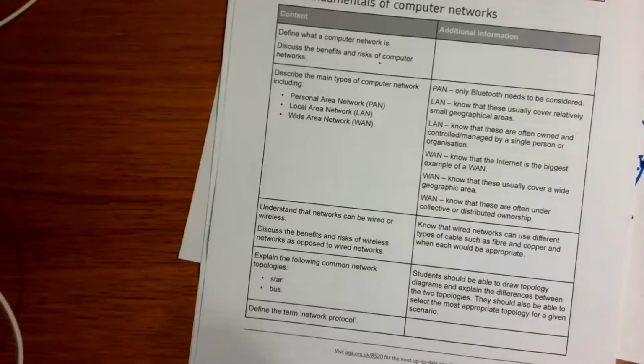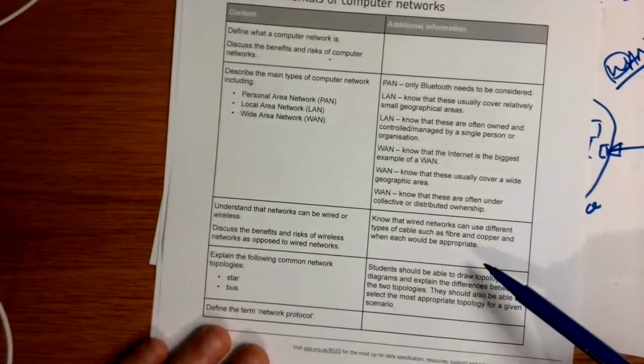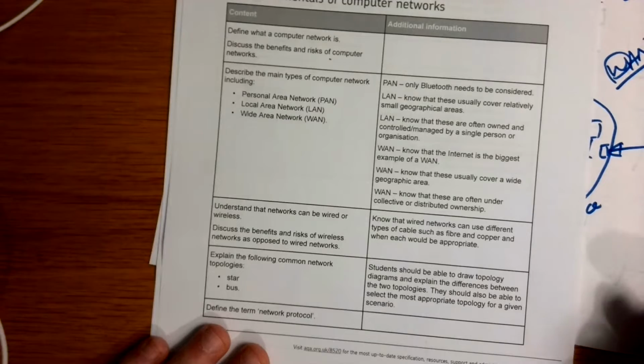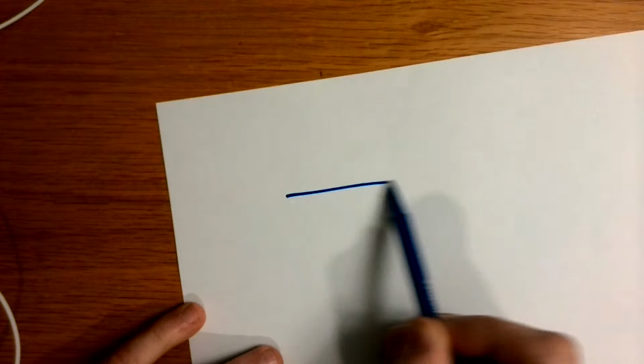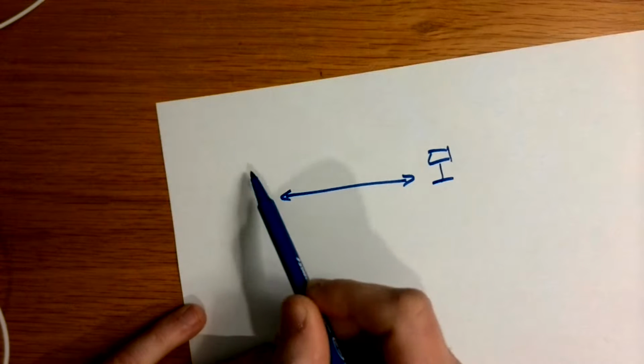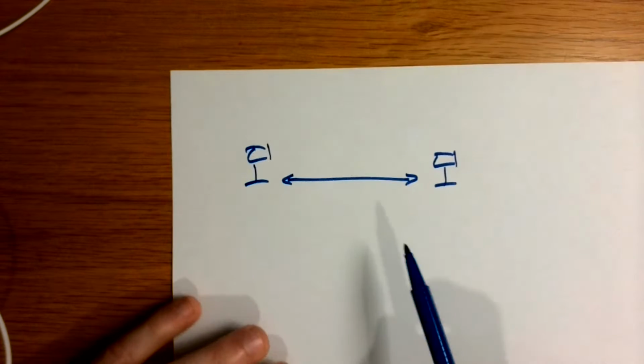Okay, understand that networks can be wired or wireless, and discuss the benefits and risks of wired and wireless. And it says over here, know that wired networks can use different types of cables such as fiber and copper, and when each of these would be appropriate. So we've got two different ways of communicating across a network, as it says, either wired or wireless. So a wired network, you've got technically 2 different types of wired network between 2 PCs, or between 2 network interfaces or something like that.